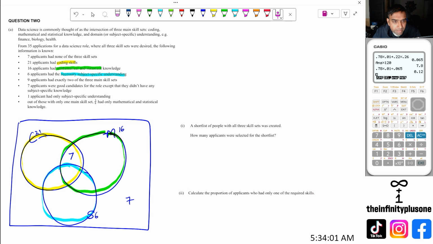The 1 applicant had only subject specific understanding. So 1 person had only subject specific. So that's going to be 1 there. Now also the very last one is, out of those with 1, it's called 3/8 had mathematical and stats knowledge.